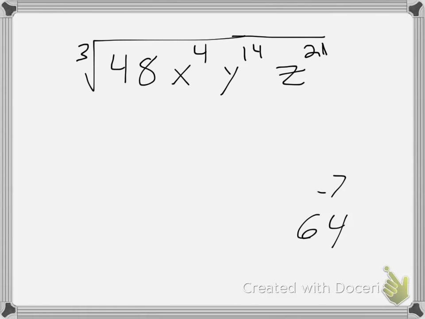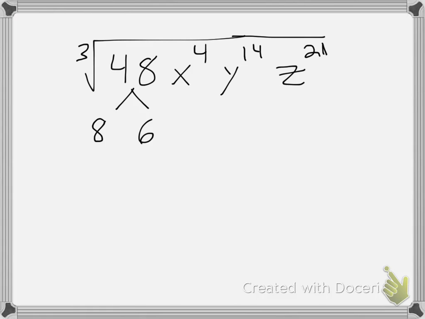So what I'm doing with the 48 and then eventually with the variables is I'm going to split this into a term that I can take the cube root of and one that I cannot. And I want to pick the largest perfect cube that would divide into the number I'm considering.